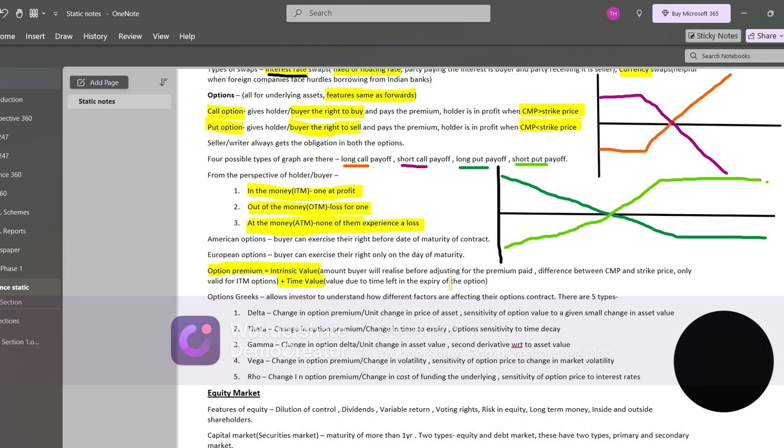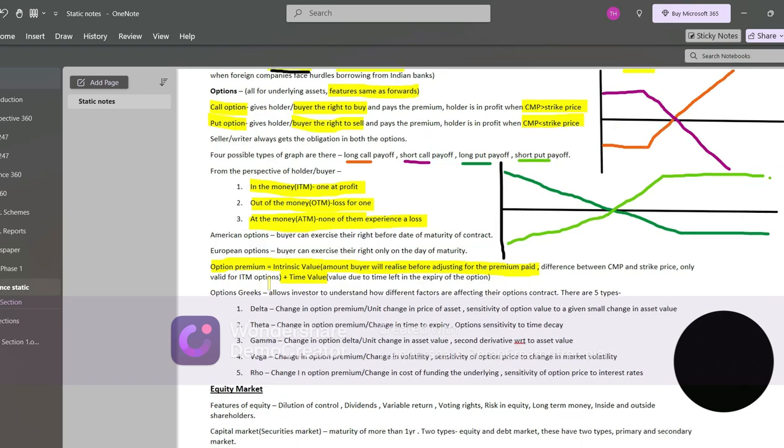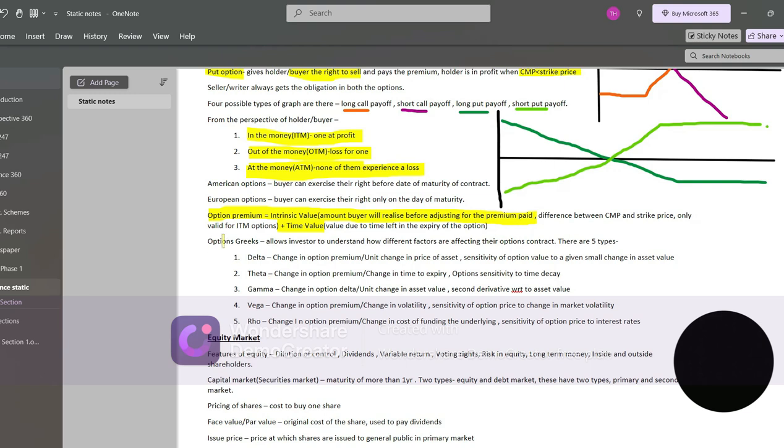And the intrinsic value is how much amount the buyer will realize before adjusting for the premium paid. This is basically the difference between the CMP and the strike price. So this is the profit, and it is valid only for in the money options, when the buyer is at profit. Now these are the five different factors with which an investor can understand how their option contract will change with time.